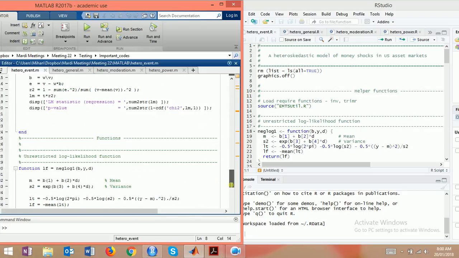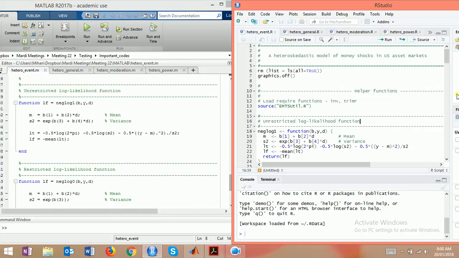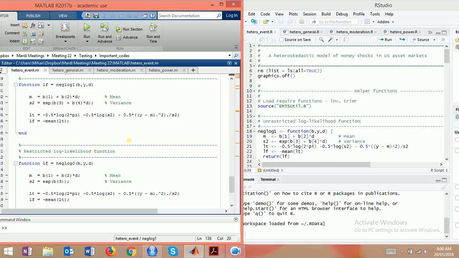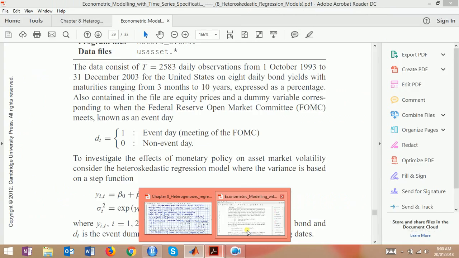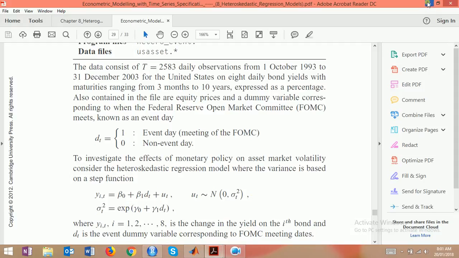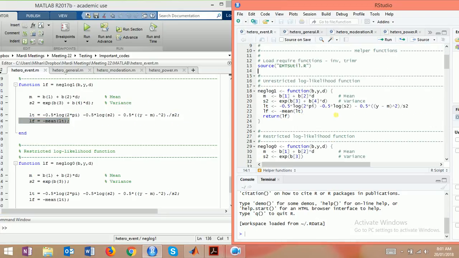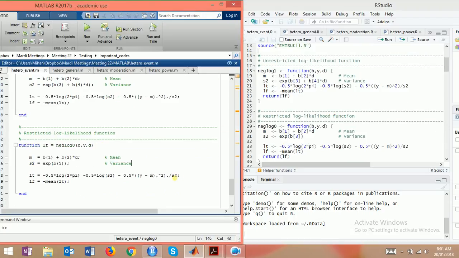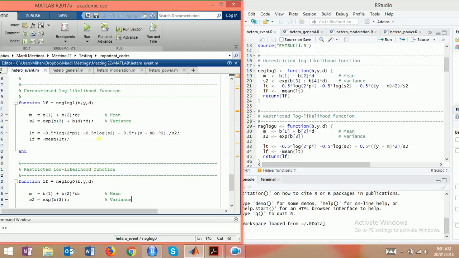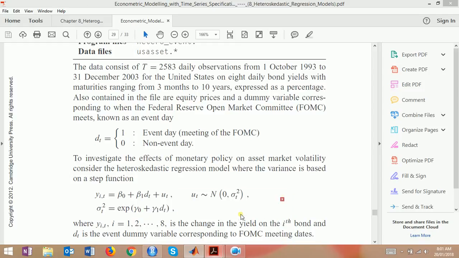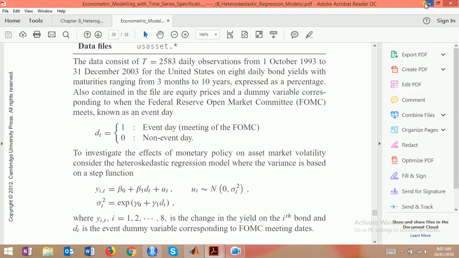First, the log-likelihood function. The log-likelihood function is unrestricted and restricted. So the equation is very simple, just like before. The mean is beta 0, beta 1 D, and the variance is exponential of beta 3, beta 4 D. Very simple. Then we take the mean. In the restricted case, we have beta 1, beta 2 D, and there is no beta 4. That's all. So the variance is just beta 3. Why? Because we don't have gamma 1 D. So D is also missing from here.